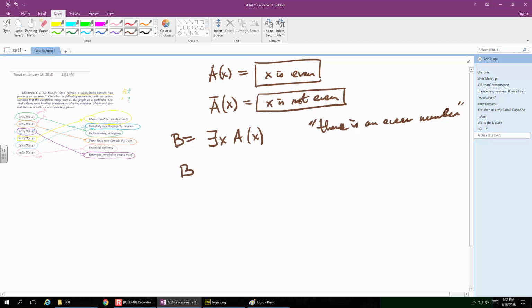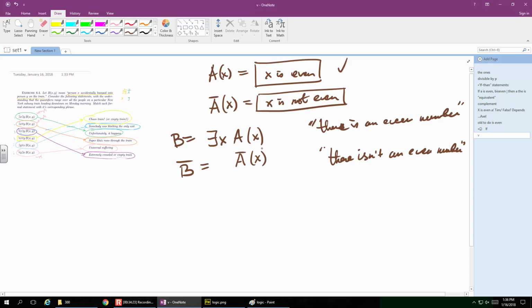So what's the negative of B? There isn't an even number. Fair enough. But can you write it in terms of A? That statement is fine, but I want to express it in terms of the original statement A. Write it with the A of x with the bar over it. There's a bar, so that's a negation. Okay, so I put it here, and then there is x?